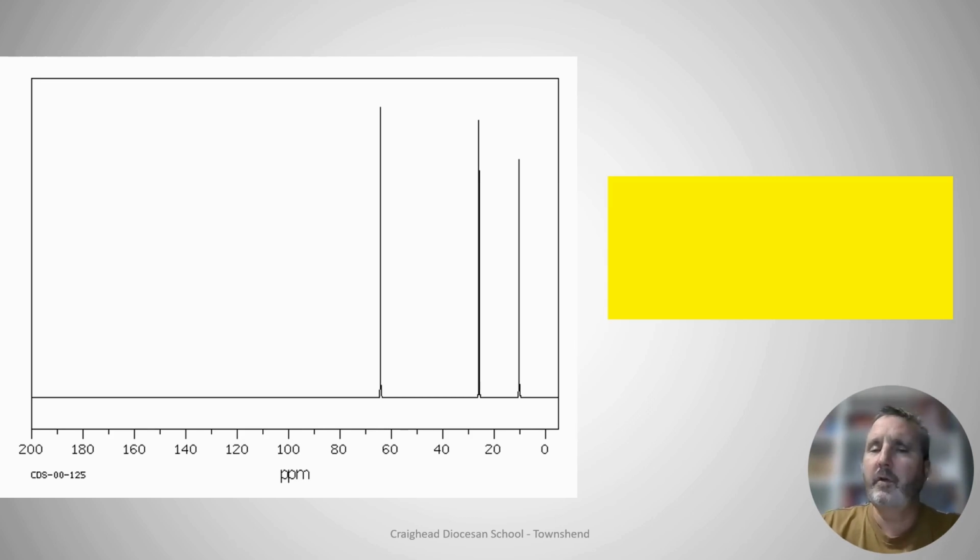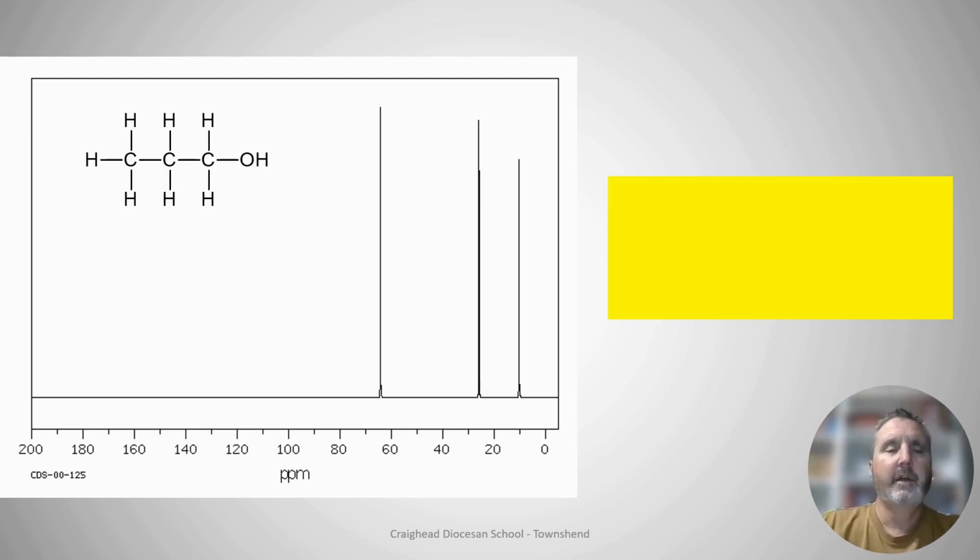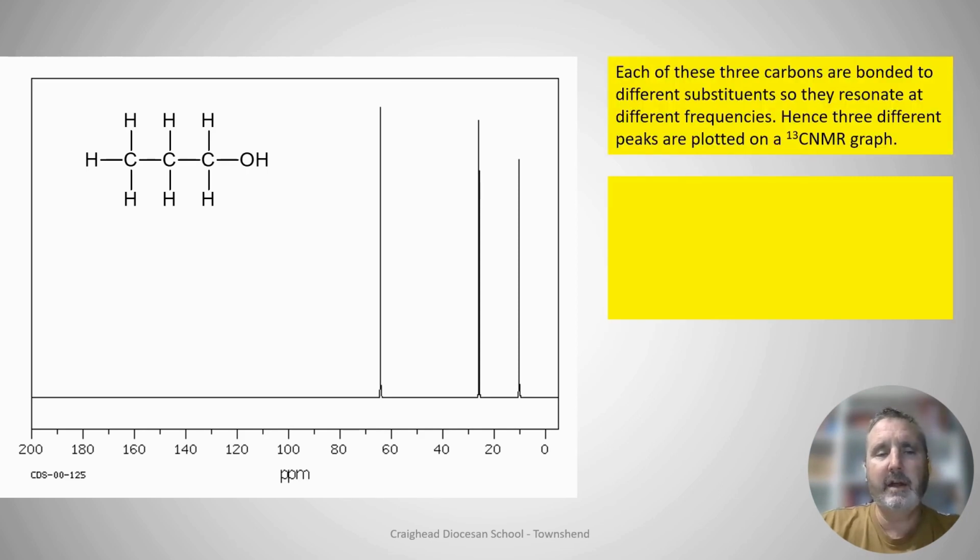Now, you heard me right. I talked about not a separate carbon, but a separate carbon environment. We'll see if we can unpack that idea. So here is a molecule. This is propan-1-ol. You can see here that there are 1, 2, 3 carbon atoms. But each of these carbon atoms is bonded to 4 different substituents. I'll show you what I mean by this.